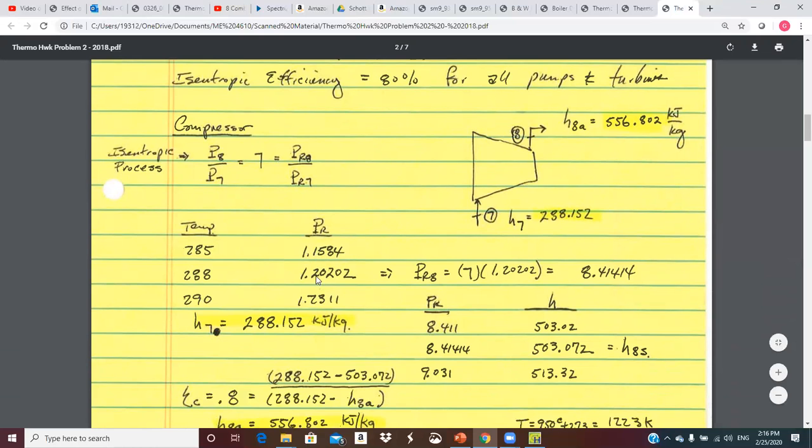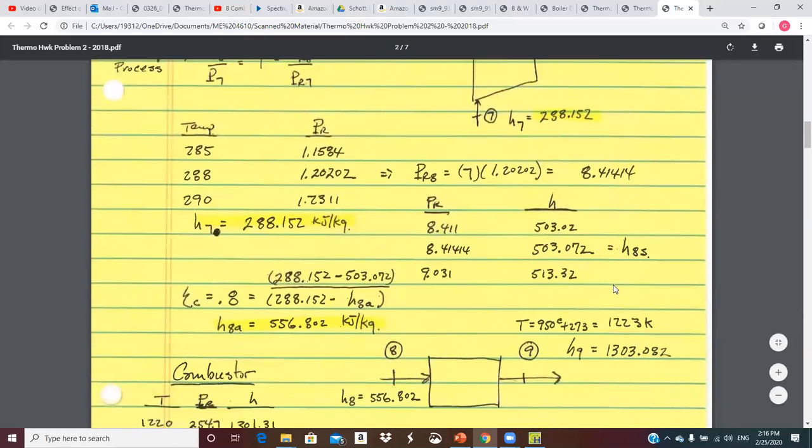So when you do these, man, you better get your interpolation hat on, because you do a bunch of it. So this gives us PR, and then looking at this relation, I can solve for P sub R8 by just multiplying this one by 7. And so this is for isentropic. Now this is the isentropic enthalpy that you then have to adjust based on the isentropic efficiency.